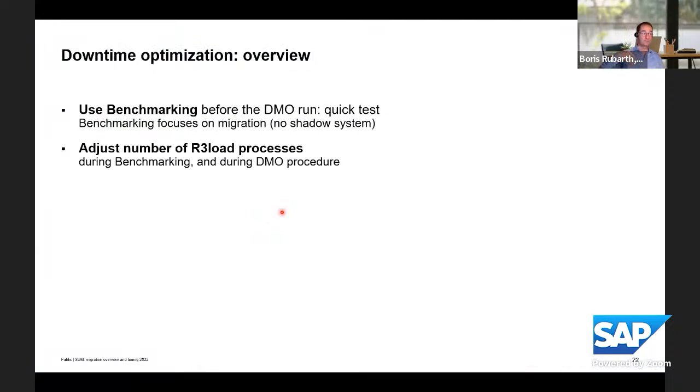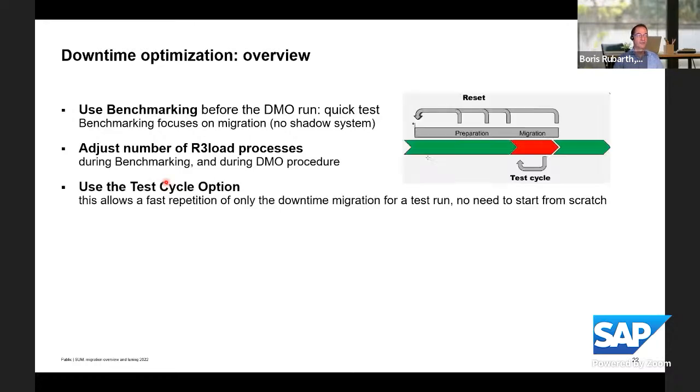Even for the benchmarking, you will then tune the number of R3load processes. You will see what the performance of your host is. If it's running at a low level, you can increase the number of R3loads until it reaches, let's say, 60 or 70% load on the application server. Then you get a feeling for how many R3load processes you can use. You will do this for the benchmarking run, and you will do the same for the following full DMO procedure as such.